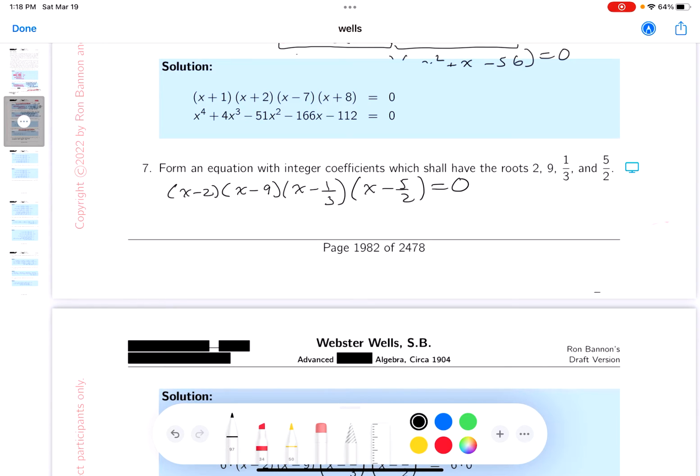Now, they said integer coefficients, so I have to get rid of those fractions. And the way I would do that is I'd multiply both sides by the LCD, which in this case over here is going to be 6. And if I do that, I want to point out why I'm doing that.